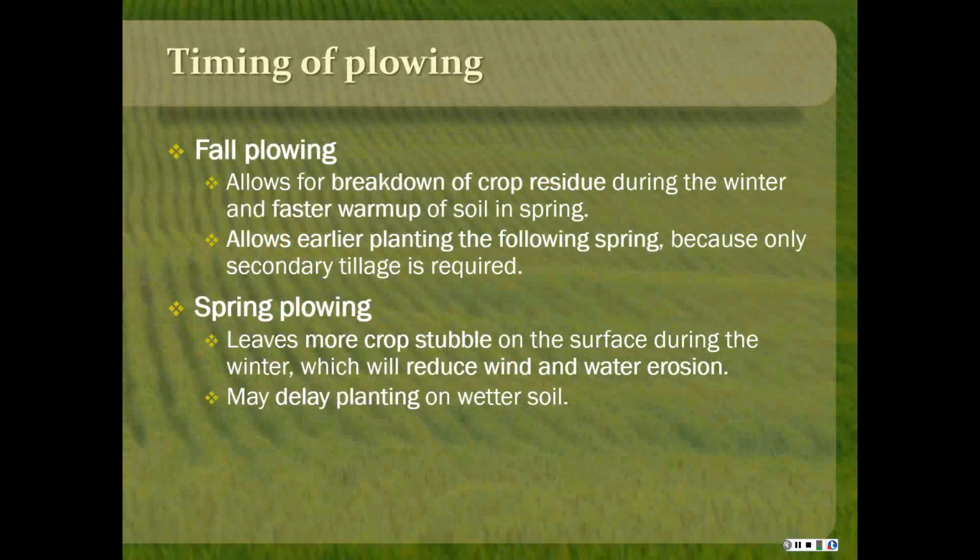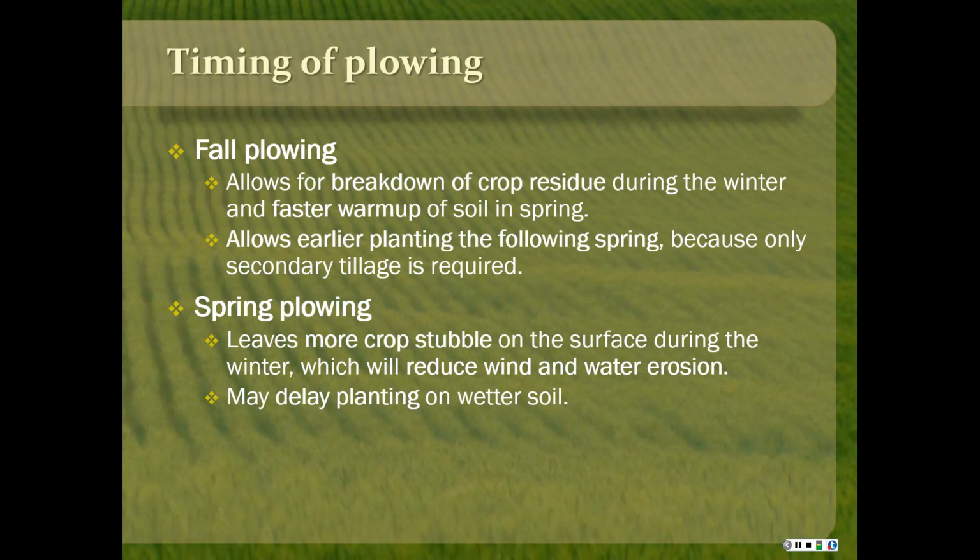And timing of plowing is also important, and spring or fall plowing each has advantages depending on the situation and also where you live. So fall plowing allows for breakdown of crop residue during the winter and also faster warm-up of soil in the spring, and allows earlier planting the following spring because you only have to do secondary tillage. The problem with too much fall plowing is that sometimes in a year when there's not a lot of snow cover, there can be a lot of blowing and erosion if there's bare soil left all winter.